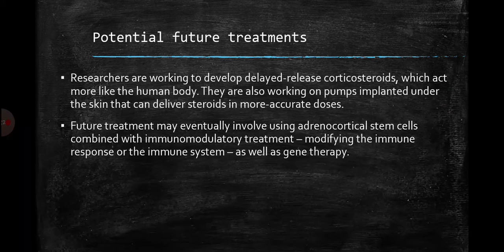For potential future treatments for Addison's disease, researchers are working to develop delayed-release corticosteroids which act more like the human body. They are also working on pumps implanted under the skin that can deliver steroids in more accurate doses. Future treatment may eventually involve using adrenocortical stem cells combined with immunomodulatory treatment, modifying the immune response or the immune system, as well as gene therapy.